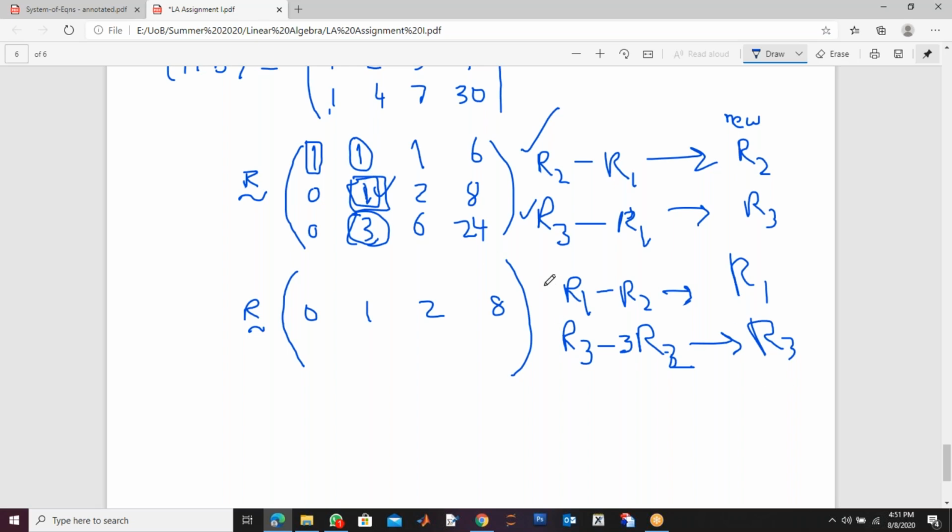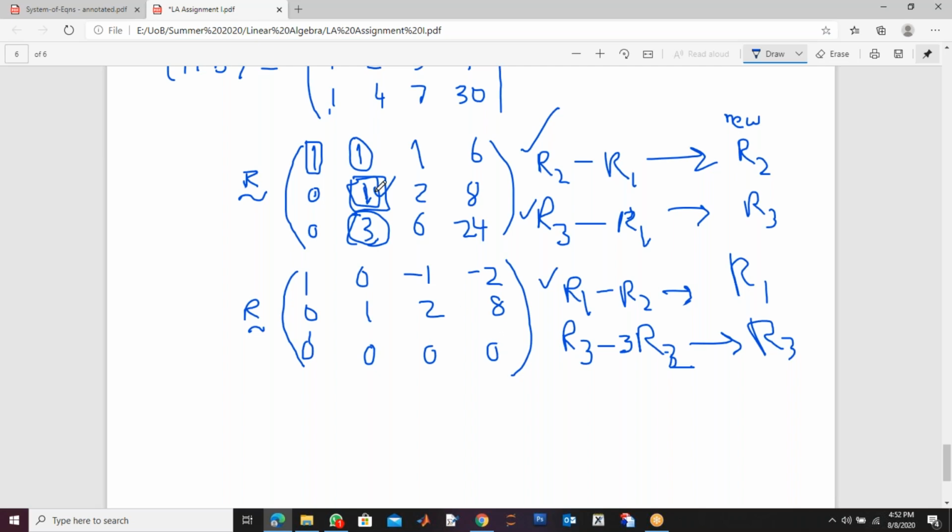Okay, so first I do this operation, R1 minus R2. So 1 minus 0 will remain 1, 1 minus 1 will become 0, 1 minus 2 will become minus 1, and 6 minus 8 will become minus 2. And 0 minus 0 remains 0. 3 minus 3 will give you 0. 6 minus 6 will give you 0. 24 minus 24 gives you 0.